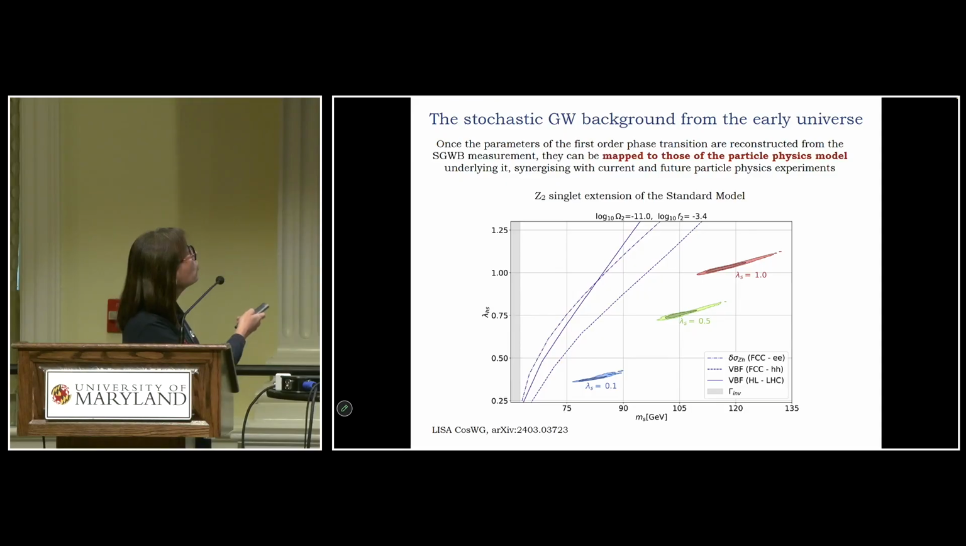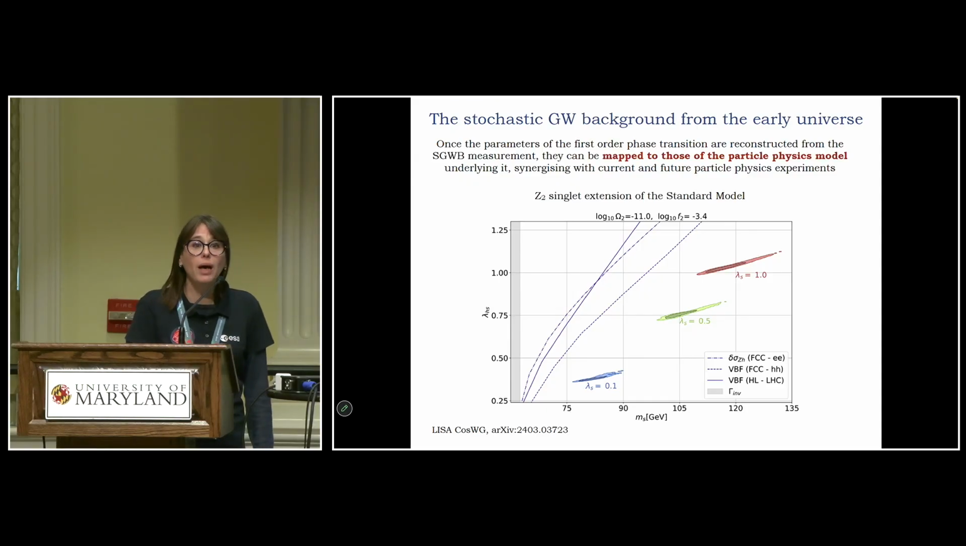Now here it is no longer gravitational wave amplitude and frequency, but the actual parameters of this model: the mass of the singlet, the coupling of the singlet. This is what LISA could be probing in this particular scenario, and this is the region that is probed at particle colliders, present and future. So you do see the possibility of complementarity here.